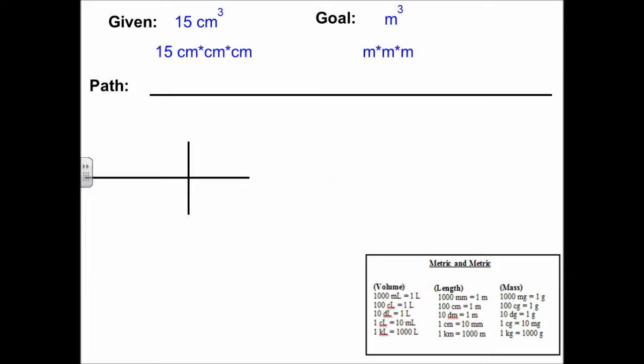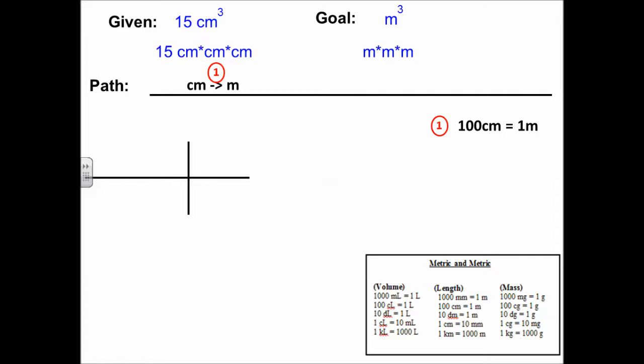And the nice thing with this is it makes our path really easy. All we have to do is convert from centimeters to meters. There's no cubed or anything like that in here. So we just have our path of centimeters to meters. That's it. It's just one step. Now what we need to do is we can use our handy dandy conversion sheet, and we see that 100 centimeters is equal to 1 meter. Boom, we got our conversion.